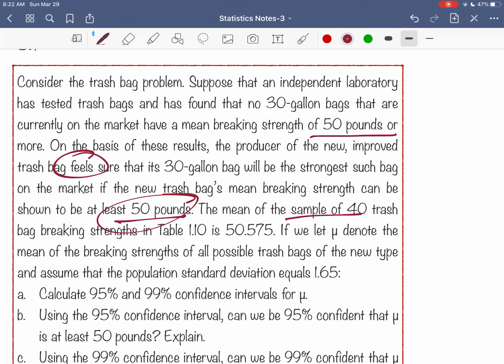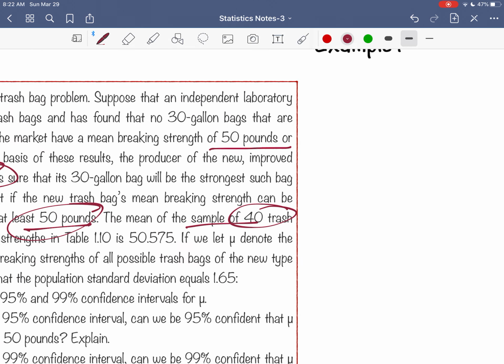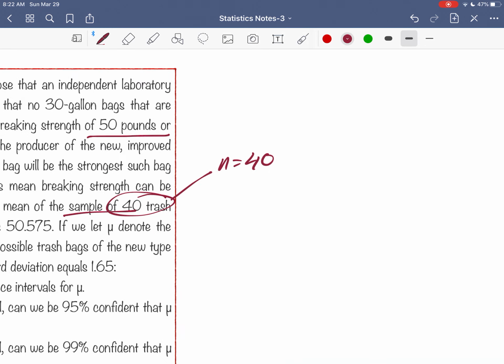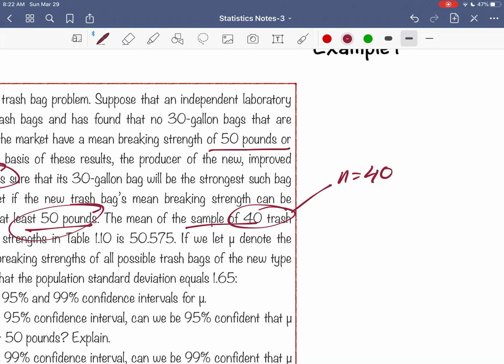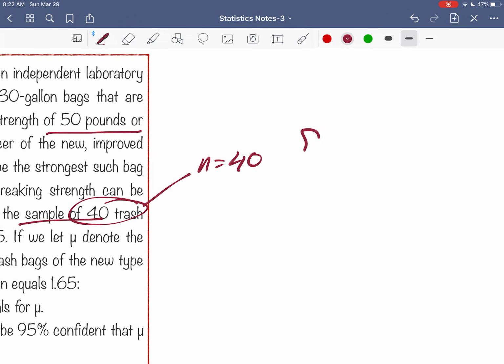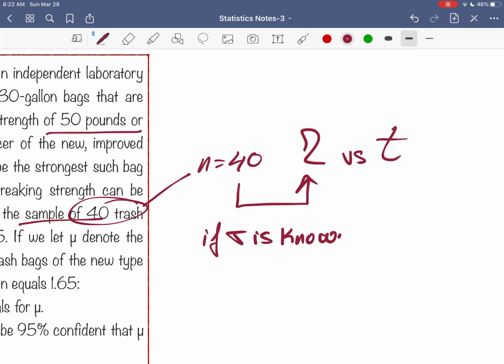So they took a sample, and this should be a big tip-off right here. So n is equal to 40. And immediately when we see samples, you're going to start thinking, okay, do I need to use the z value or the t value to solve this problem? So the question is z versus t. In this particular case, n is greater than 30, so we're going to use z. The other reason why we would use z is if sigma is known. So if sigma is known, then again, we use z.